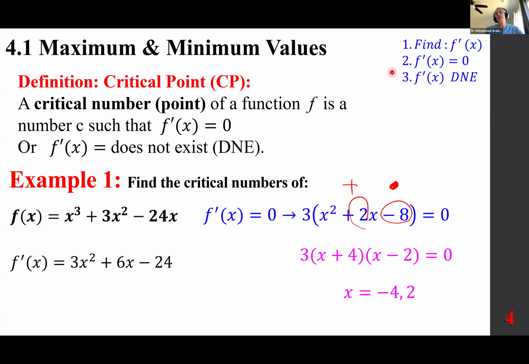The third one says where f prime does not exist. f prime is a polynomial with a domain of all real numbers, so it exists everywhere, so we have nothing to worry about. We're going to discuss this concept further in a moment.